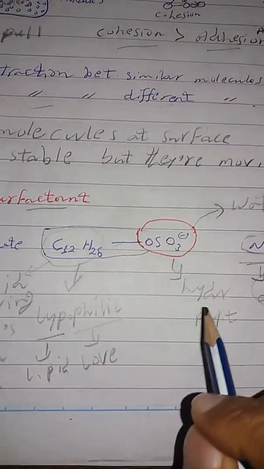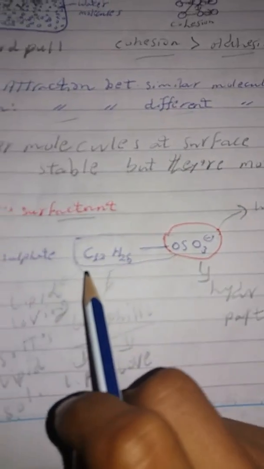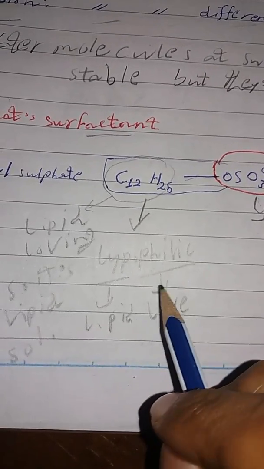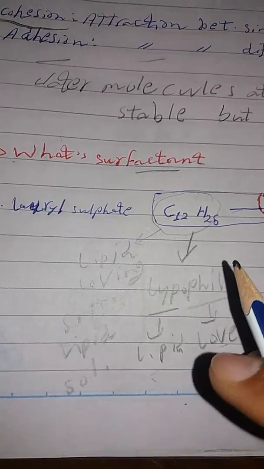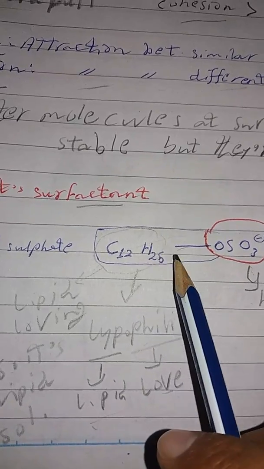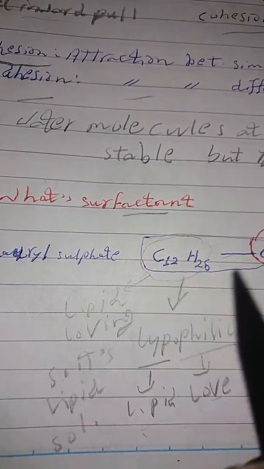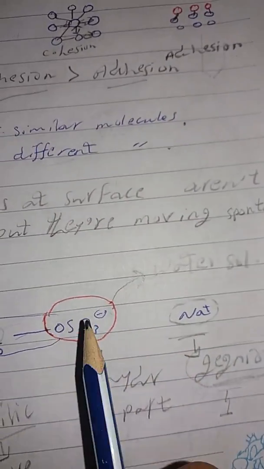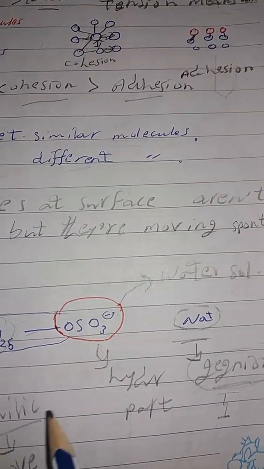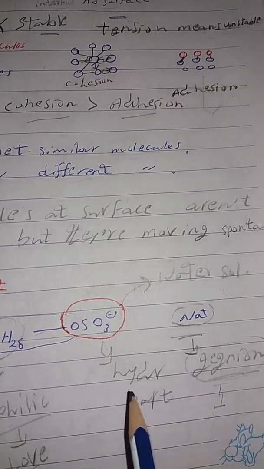Surfactant is formed of two parts, the hydrophilic part and the lipophilic part. If you don't know, lipophilic means lipid loving: philic means love, lipo means lipid. So this hydrocarbon chain is lipid loving, and it's lipid soluble. And this head is water soluble because it's hydrophilic.